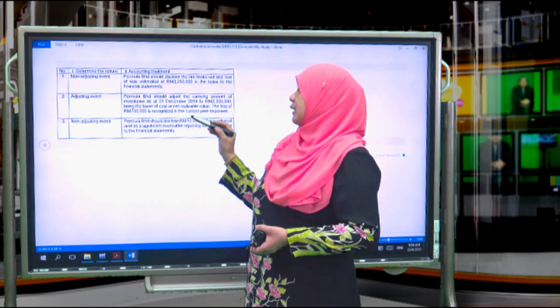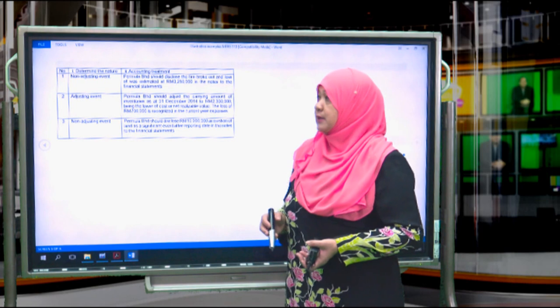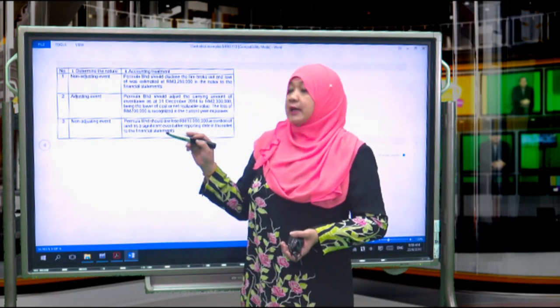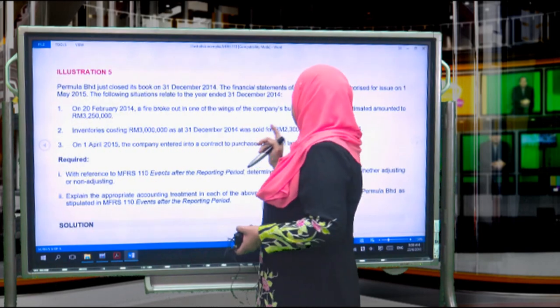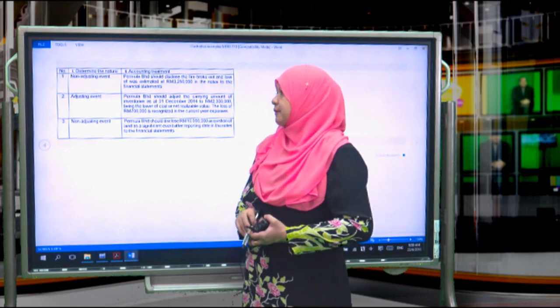So Permula Berhad do not need to account or to adjust the financial statements, but they need to disclose the 10 million acquisition of land as a significant event after reporting date in the notes to the financial statements.